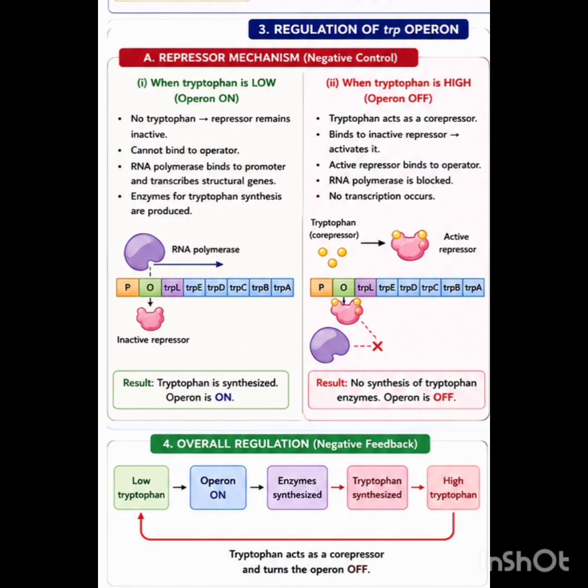Attenuation is a unique regulatory mechanism found in several amino acid biosynthetic operons and is especially well characterized in the tryptophan operon. So to understand attenuation, we must remember that in bacteria, transcription and translation occur simultaneously. As RNA polymerase synthesizes mRNA, ribosomes can immediately begin translating the newly formed transcript.